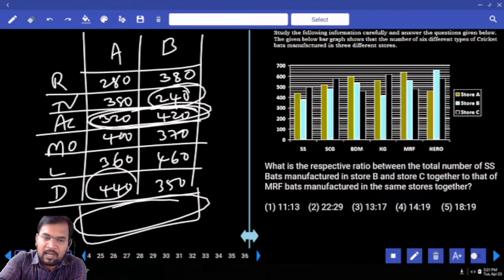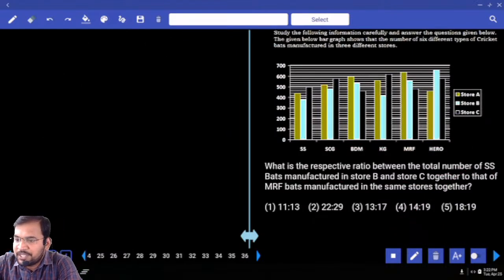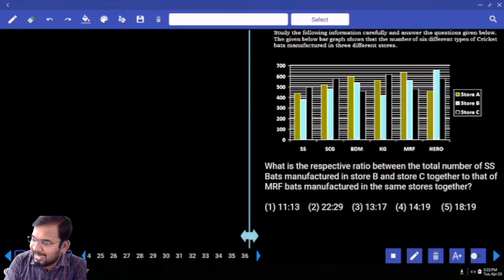Next they have given another bar graph: store A, store B, store C. The values are very clear, no need to copy. See here, what is the respective ratio between the total number of SS bats manufactured in store B and store C together? SS bats manufactured in store B is 380. Each line is 20.